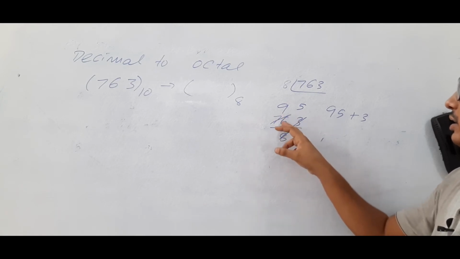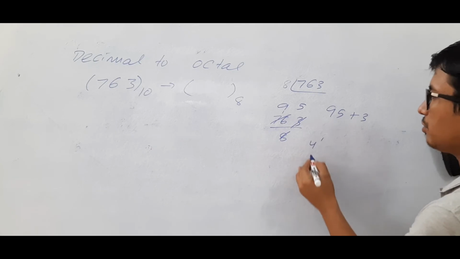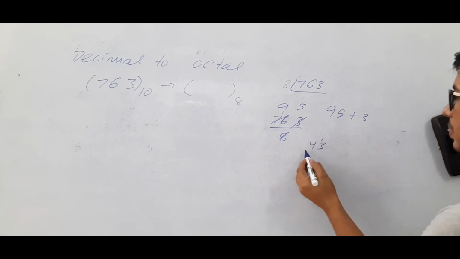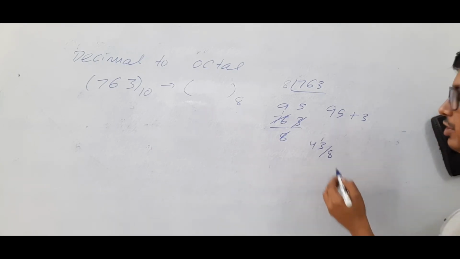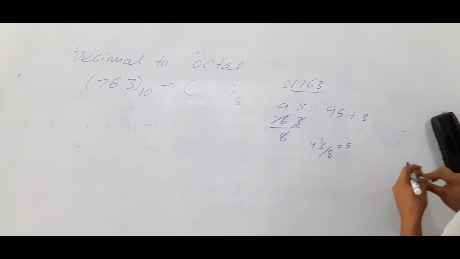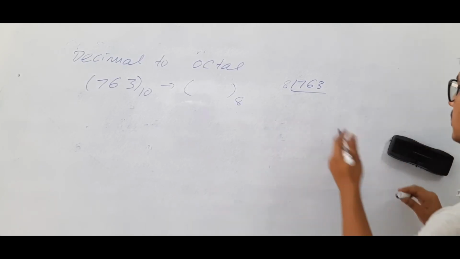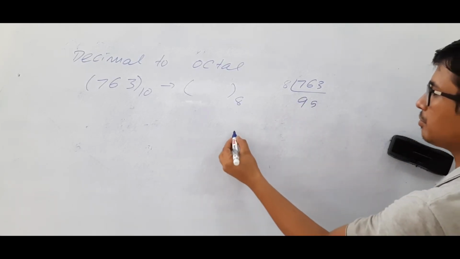8 nines are 72, you will get 72. So 4 you will get and 43 and 8. If you divide by 8 you will get 5 and the remainder is 3, so you will get 95. Okay, if you have any doubt, please check it.